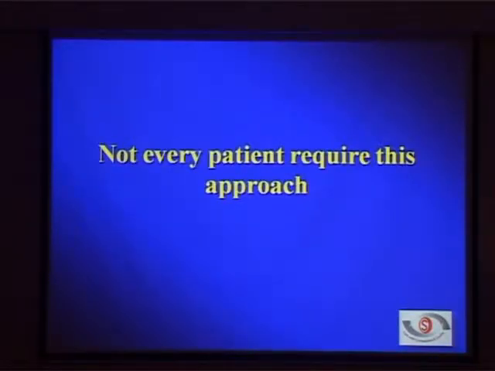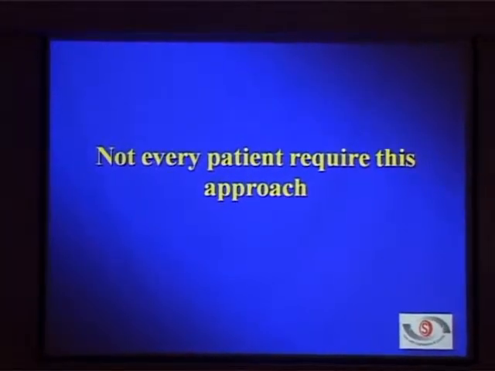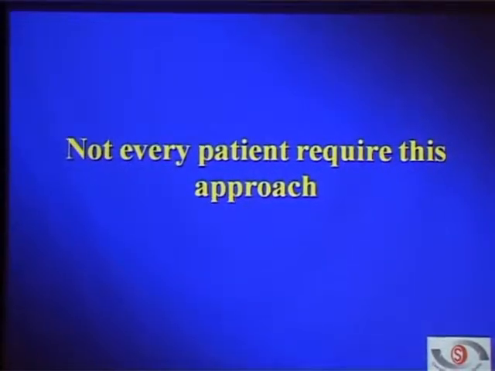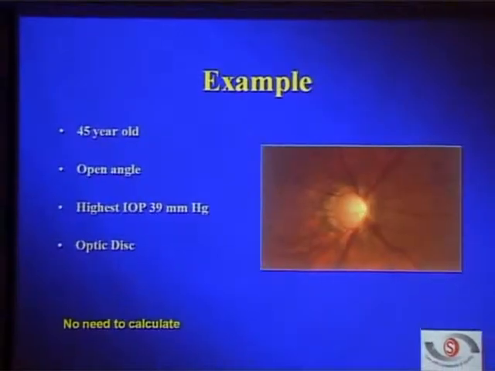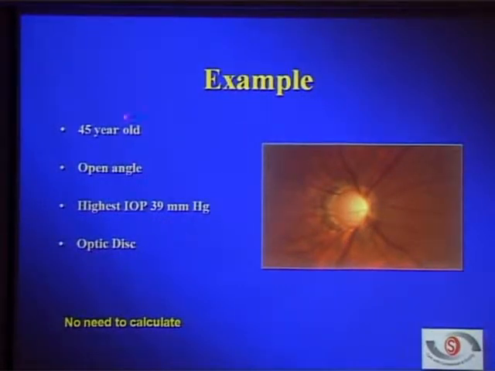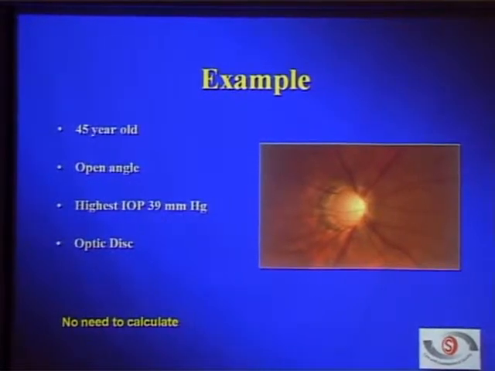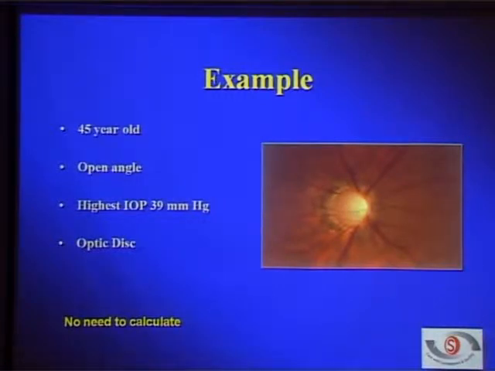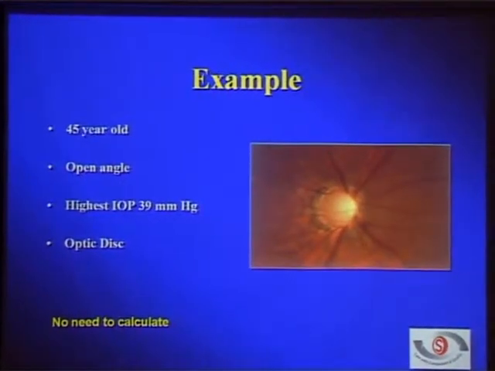You don't require this approach in every patient. I am not saying that from tomorrow you start calculating sensitivity and specificity of each test and likelihood ratio for each patient you see. If you have a patient where the pressure is 39 and the optic disc is like this, there is no need to calculate anything. There is no need to do a perimetry. If the angle is open, then this is advanced primary open angle glaucoma. This patient requires pressure in the low teens. There is no other alternative. If the medicine doesn't work, he requires surgery. For another patient, if the disc is absolutely healthy, then you don't have to do anything.